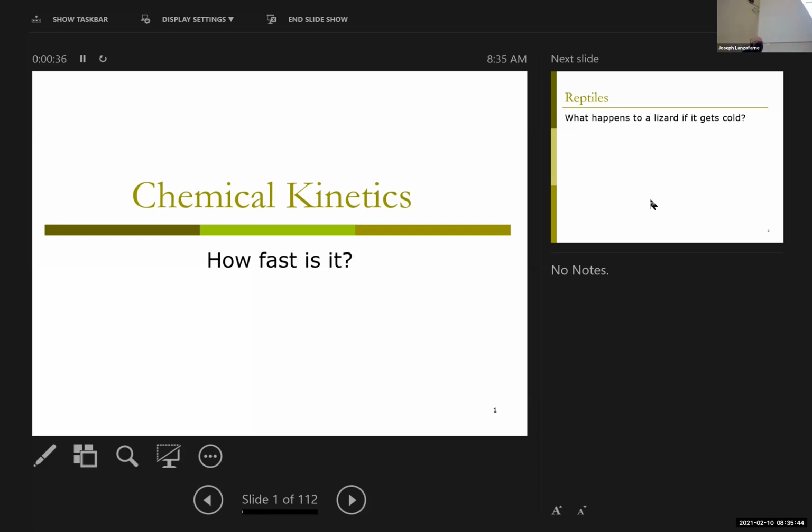And it's really about the speed of the reaction. Kinetics in general is the speed of anything. I drove here at 60 miles per hour. It's a speed, that's a kinetic measurement of my movement, and you see this all over the place.